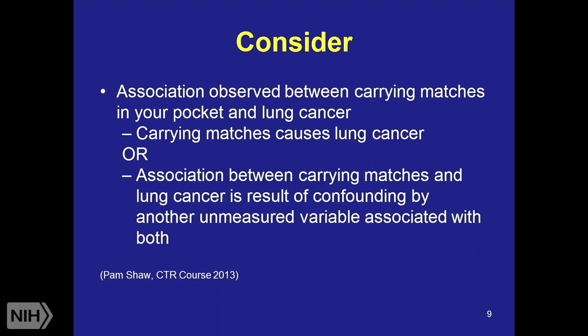Consider if you saw an association between carrying matches in your pocket and lung cancer. Are the matches causing the lung cancer? Or is the association between carrying matches and lung cancer probably some unmeasured variable associated with both, like cigarette smoking. So you have the matches are actually to light the cigarette. The matches aren't causing the cancer. It's smoking the cigarette that's causing the cancer. This is the issue with confounding. If you never measured their smoking status, but you measured the matches, you've got the wrong actor.